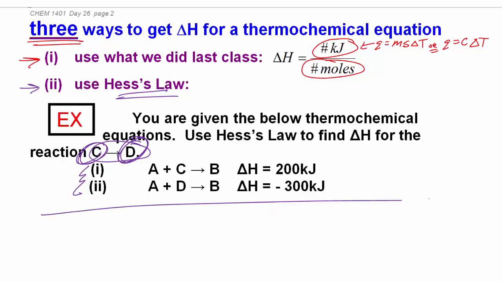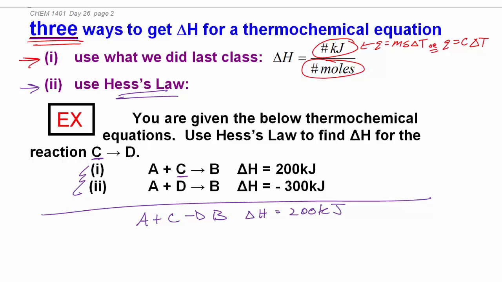Let's take a look at reaction number 1. What should we do to the first one? Should we flip it? Should we multiply it through by something? Notice that C is on the reactant side, and the stoichiometric coefficient is 1, so don't mess with it. Just write it as is: A plus C goes to B, delta H is positive 200 kilojoules. Don't do anything to reaction 1.